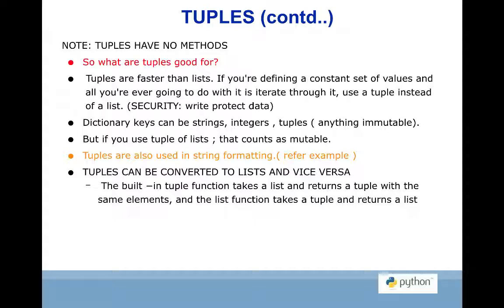And since tuple is immutable, it's very important to highlight that a tuple can be used as a dictionary key. The only fundamental requirement for a dictionary key is that it has to be immutable. So you can use a string, you can use an integer, and you can also use a tuple. However, a list cannot be used as a key of a dictionary because a list is mutable. You can modify the list.